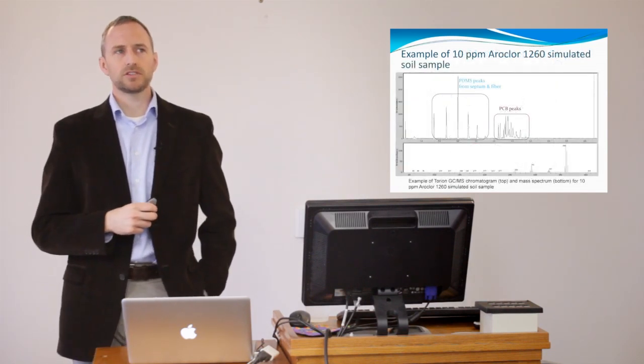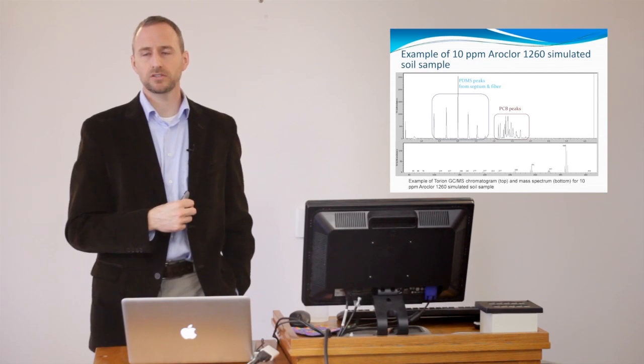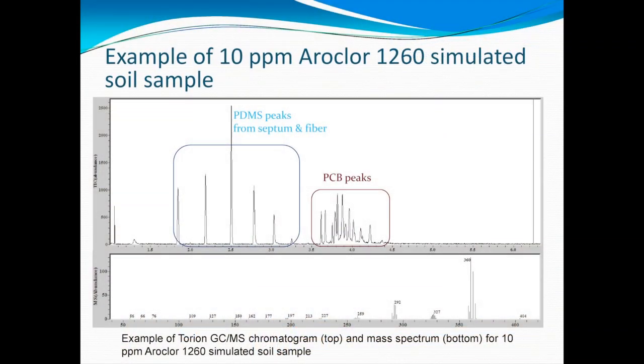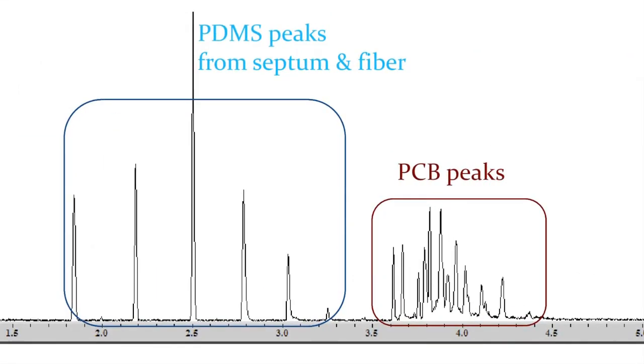Here's an example of a 10 part per million Aroclor 1260 that was deliberately spiked to a soil sample. This is just a kind of transparency here. We're showing the entire chromatogram, and what we can see at the beginning here are some peaks that always show up in every single run. This is kind of the background, and we know to ignore these peaks. We can correct for them. And what shows up in the soil sample that's not present in every run are the PCBs that we added to the soil. So we can zoom in on any given time here, look at a fragmentation pattern and identify a certain PCB.